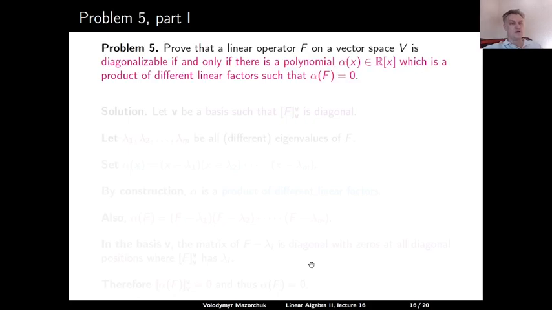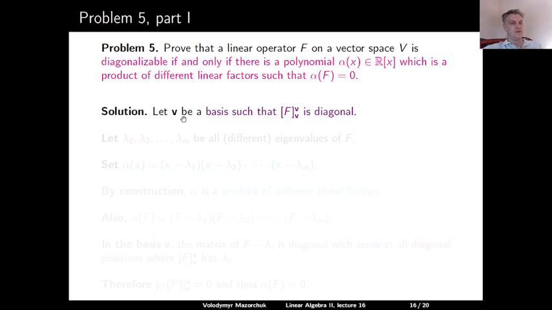Prove that a linear operator f on a vector space V is diagonalizable if and only if there is a polynomial alpha with real coefficients, which is a product of different linear factors, such that alpha of f is equal to 0.